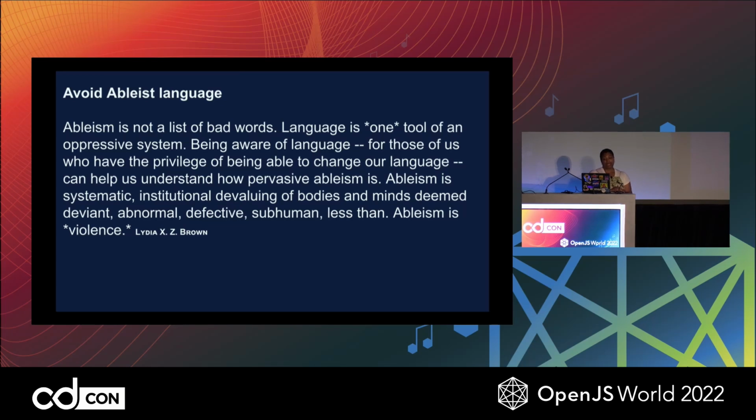Ableism is systematic, institutional, devaluing of bodies and minds deemed deviant, abnormal, defective, subhuman, less than. Ableism is violence. This is from Lydia X.Z. Brown.